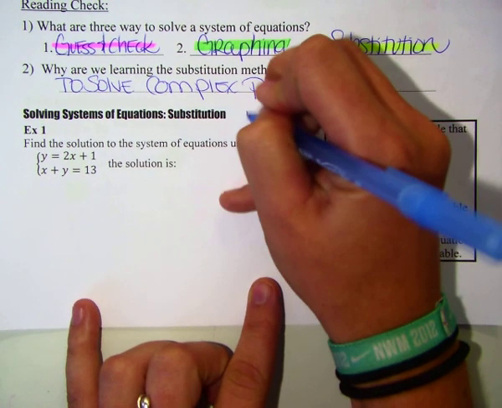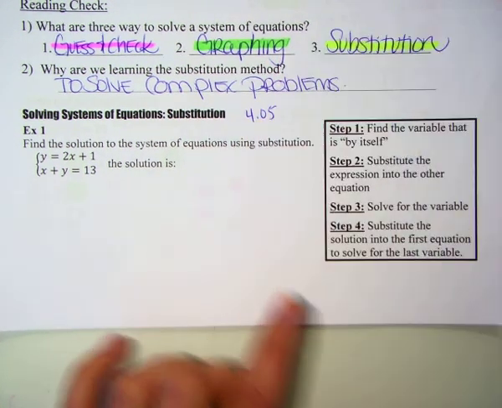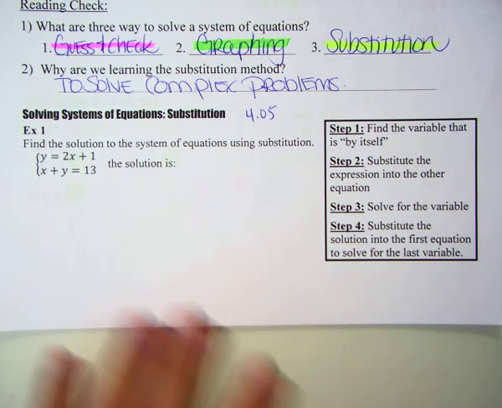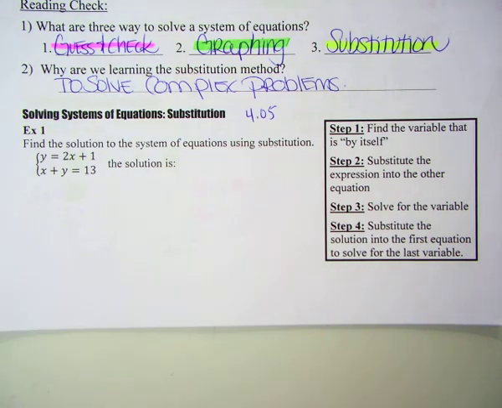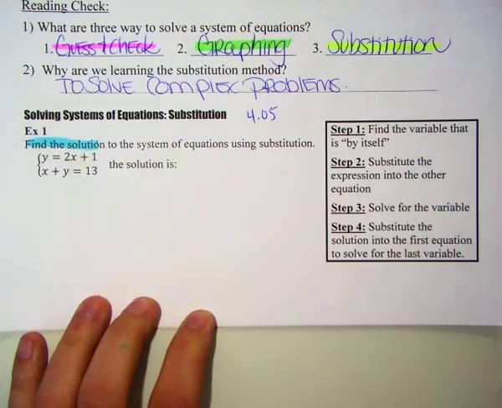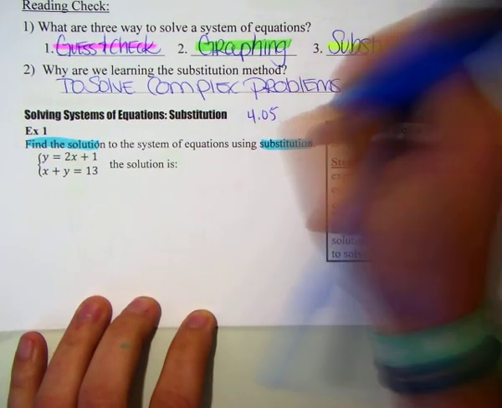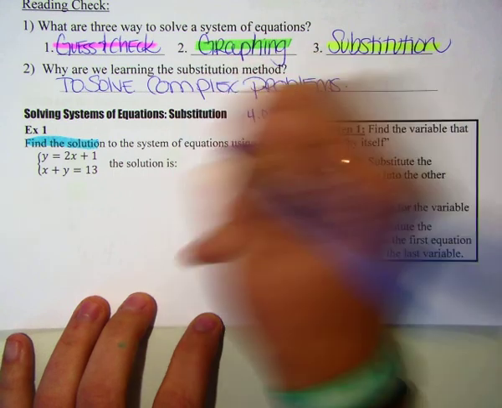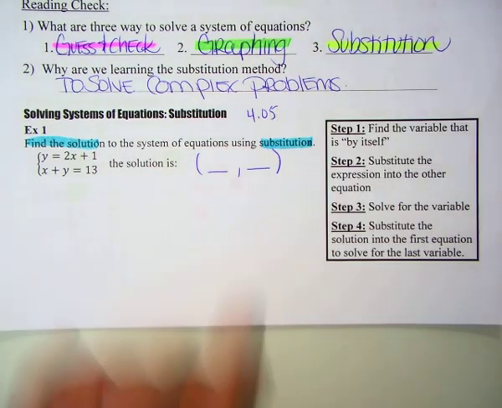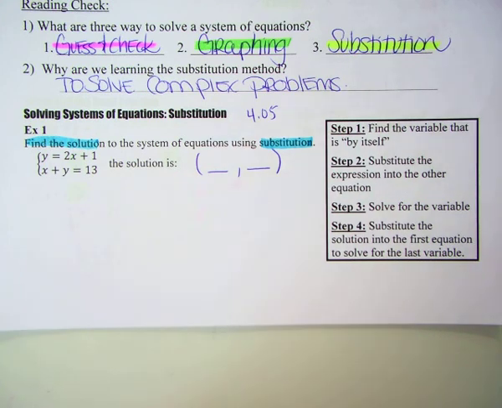All right, this is lesson 4.5, which is substitution part 1. Substitution is a way of solving a system of equations. Let's go ahead and do this example together. Example 1 says find the solution to the system of equations using substitution. I know that my solution is going to look something like this, so I know I'm done when I've filled that out.